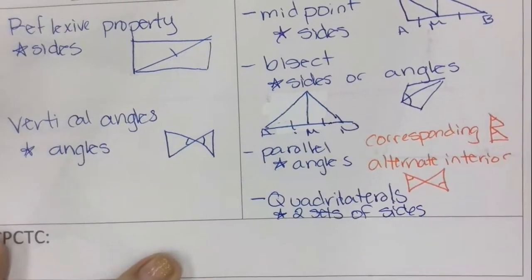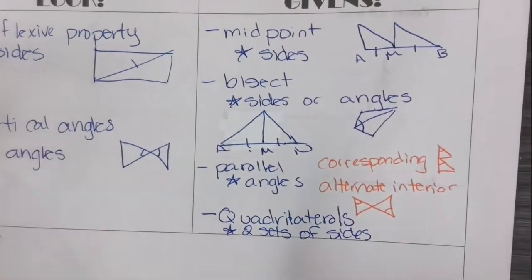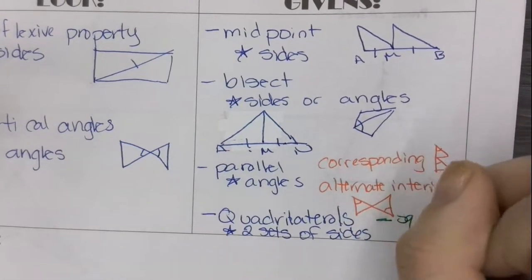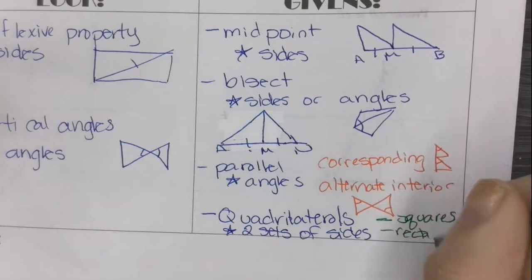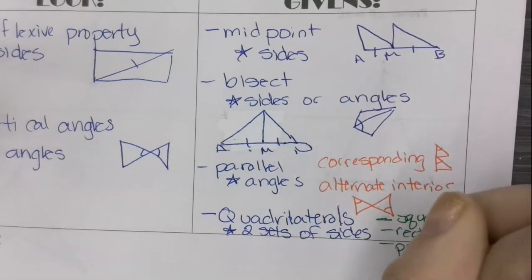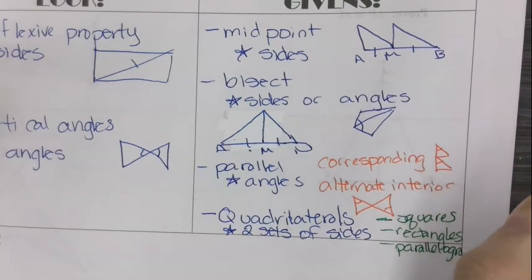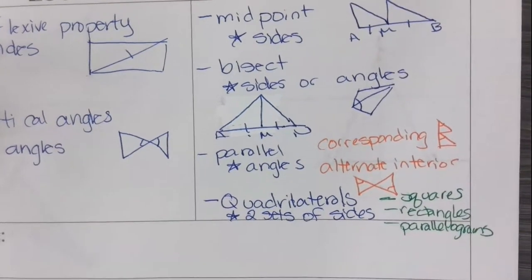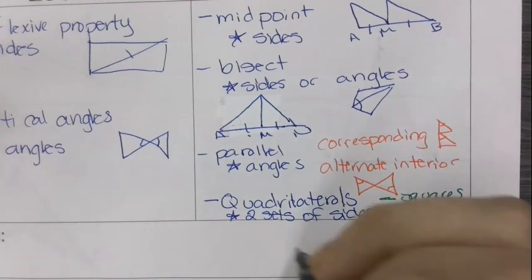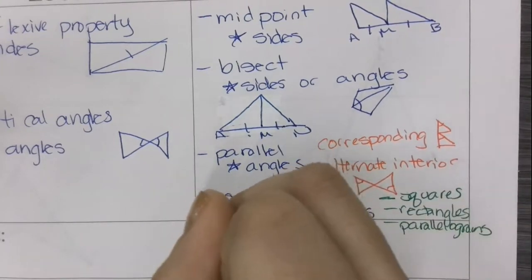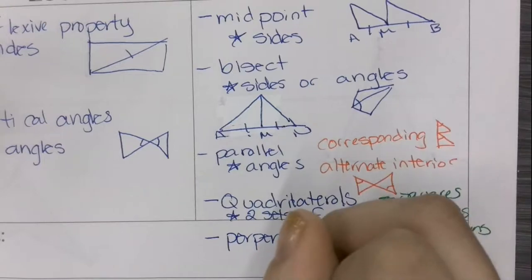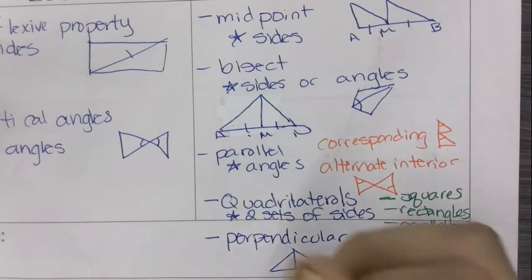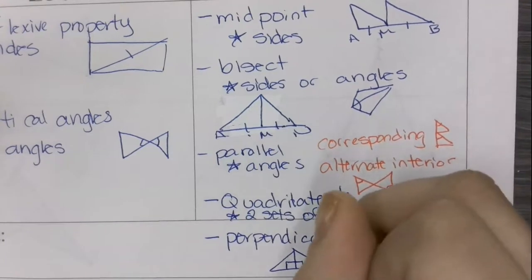And these could be anything. I could have squares, I can have rectangles, and parallelograms for this to work. And then if I'm told something is perpendicular, so like right here, it gives me right angles.